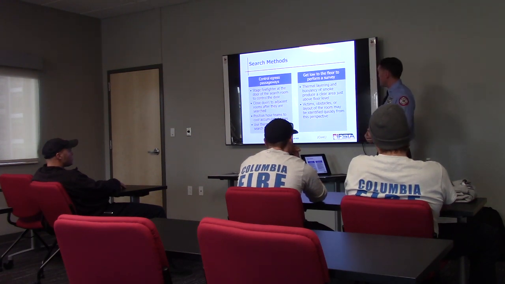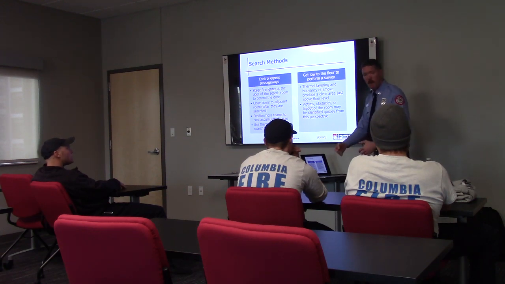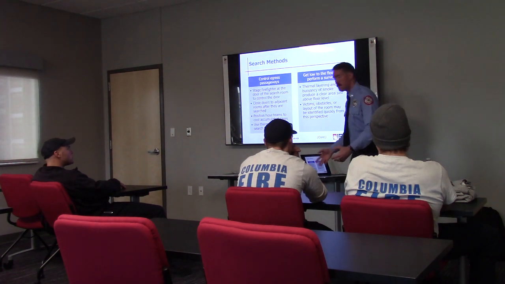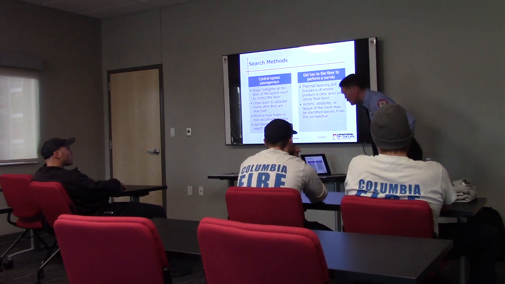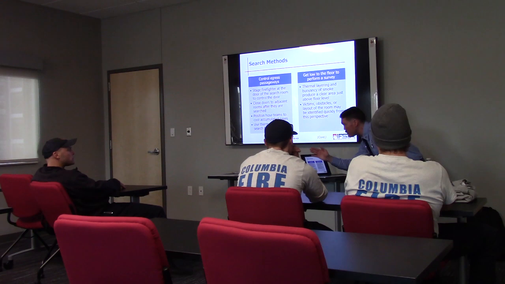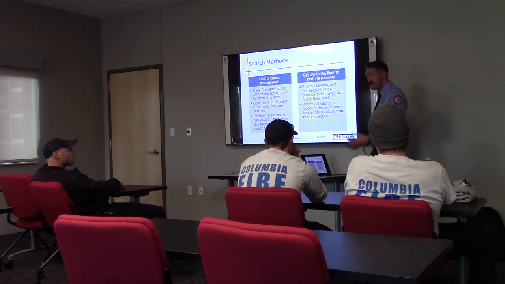Get low to the floor and perform a survey. We talk about this a lot when we talk about VES evolutions. We come in through that window, we sound the floor, and then as soon as we come in, we do our live fire layout. We get as close to the floor as we can, and we look across the room to identify where the door is so that we can isolate the flow path, because we haven't talked about that enough today. We also see if there are victims or what other things we might be encountering inside that room.